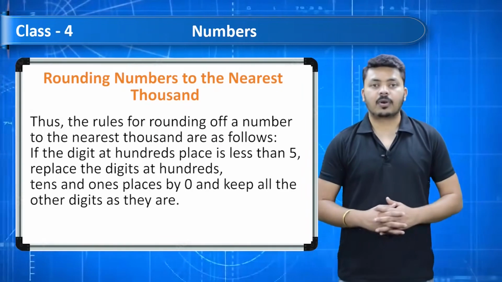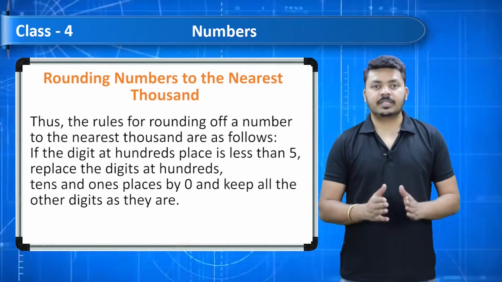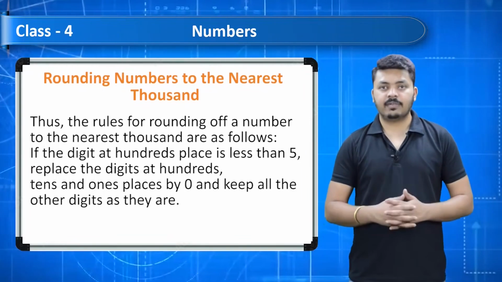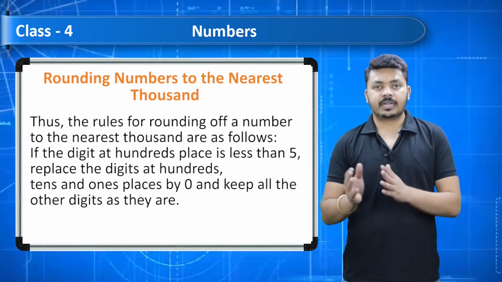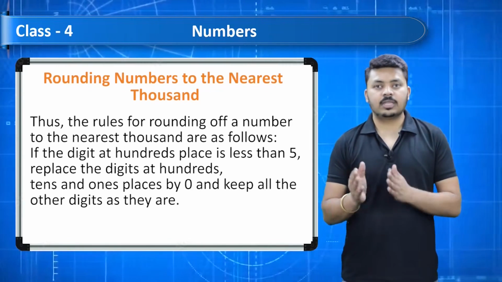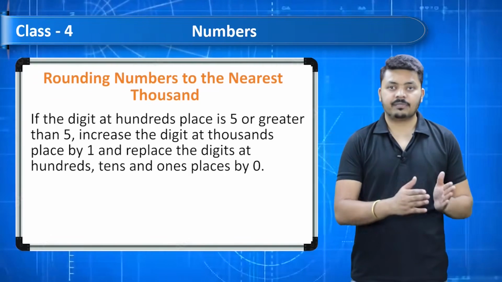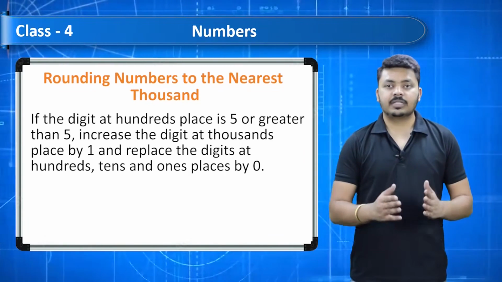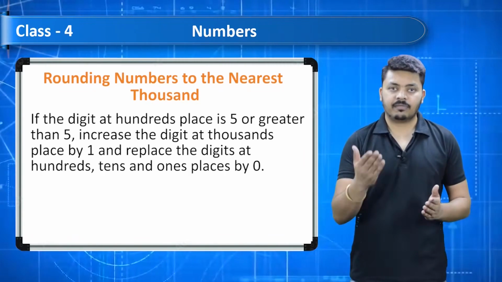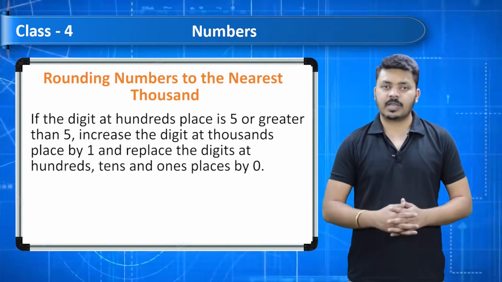Thus, the rules for rounding off a number to the nearest 1000 are as follows. If the digit at hundreds place is less than 5, replace the digits at hundreds, tens and ones place by 0 and keep all the other digits as they are. If the digit at hundreds place is 5 or greater than 5, increase the digit at thousands place by 1 and replace the digits at hundreds, tens and ones place by 0.